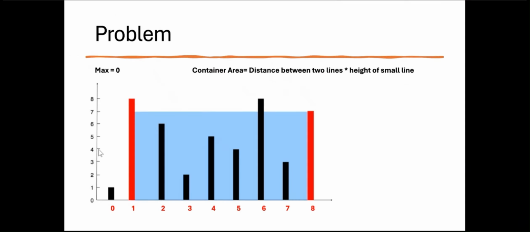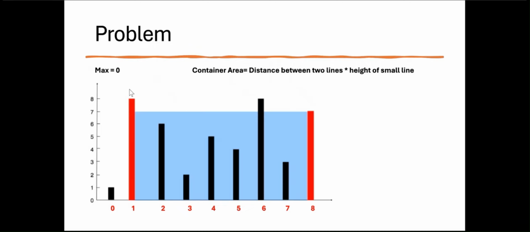So the problem statement says we are given an integer array where each element represents the height of a line. For example, the element at index 0 is 1. It means that it is representing a line of height 1. The element at index 1 is 8, which is representing a line of height 8, and so on. So what do we need to check?